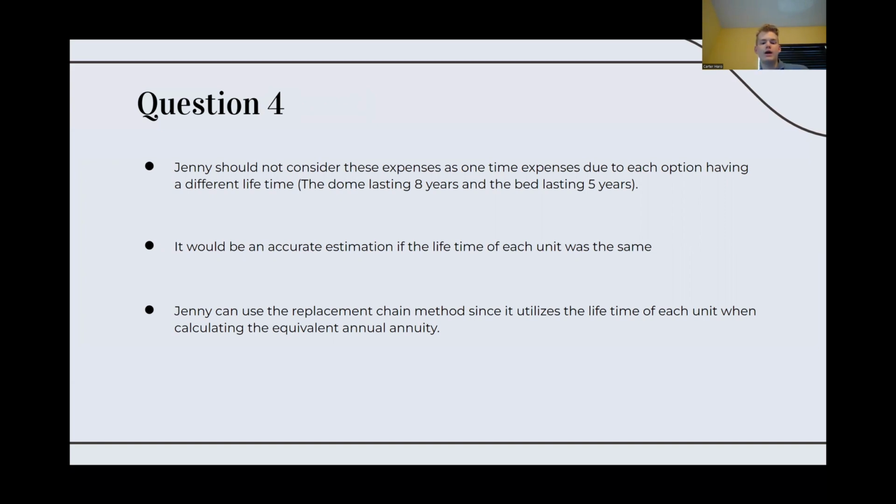There's not an accurate estimation in those NPVs because the life of the unit is different. So to make it more accurate, Jenny can use the replacement chain method since it utilizes the lifetime of each unit when calculating the equivalent annual annuity.